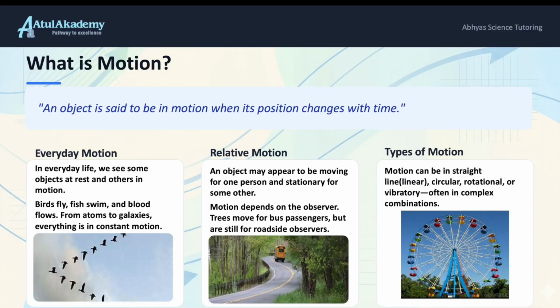What is motion? An object is said to be in motion when its position changes with time. In everyday life, we see some objects at rest and others in motion. Birds fly, fish swim, and blood flows. From atoms to galaxies, everything is in constant motion.